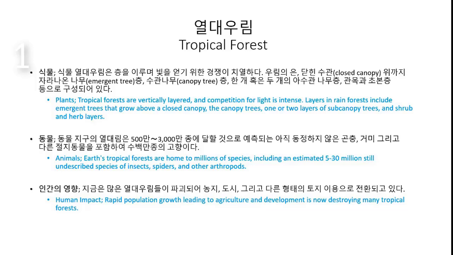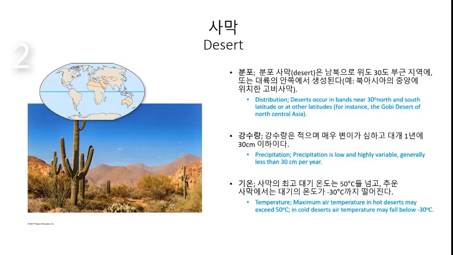Now, the Earth's tropical forests are home to millions of species of animals, including an estimated 5 to 30 million still undocumented species of insects, spiders, and other arthropods. The human impact on tropical forests has been nothing less than devastating. Demand for cheap fast food has led to the deforestation of swathes of tropical forests in South America and Indonesia.